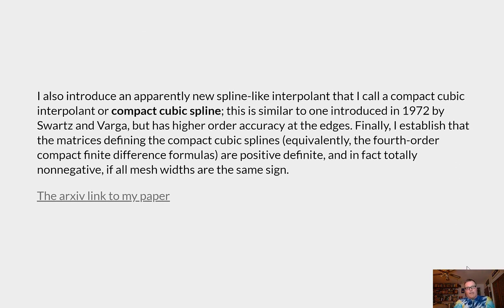In doing so, I managed to make a tiny, I think, improvement to the construction of these degree three interpolants. In particular, the treatment at the edges has always been a bit ad hoc in my view. I introduce a new method, and I'll call the resulting interpolant a compact cubic spline. It's new but not completely new. In 1972, a paper by Swartz and Varga introduced something similar, which used a third order accurate derivative at the edges. You'll see here that the approach that I have gives fourth order accurate derivatives at the edges. But the main theoretical contribution of the work is to prove that the matrix for computing compact finite differences with these edge conditions is actually totally non-negative, and that allows very stable numerical solution of the equations.